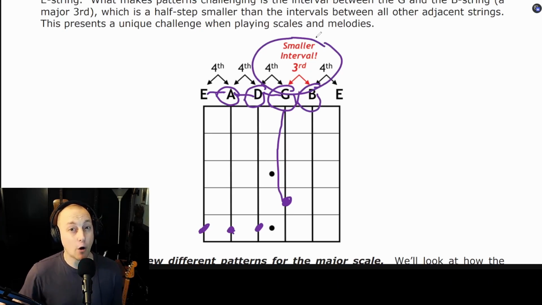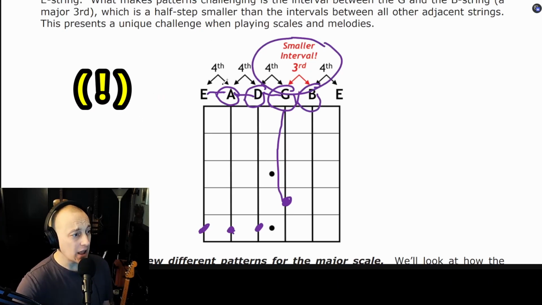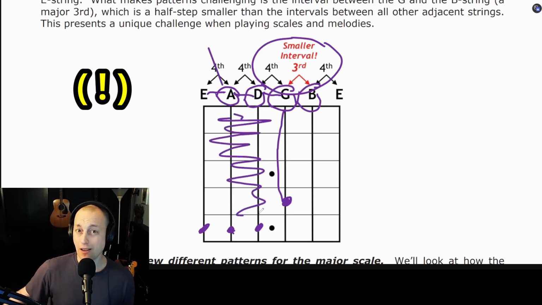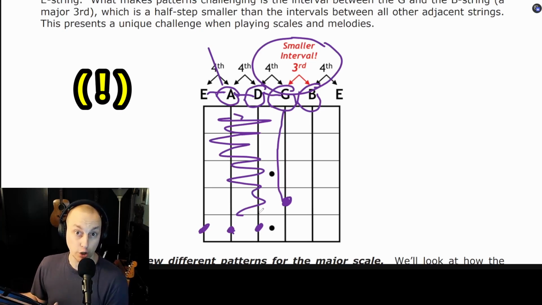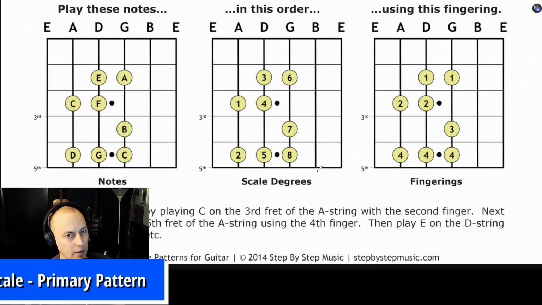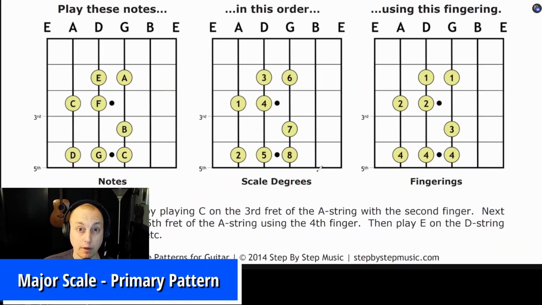What this means is our patterns don't work. The patterns that we learn in this area here work really great all over that area. But when you cross the B string, the pattern changes. This gives us problems. Now, before we get into variations of the major scale, let's start by quickly reviewing the major scale.